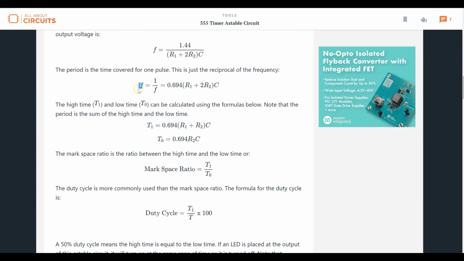If you want the timing period to be 1 second, then what should be the value of R1? What should be the value of R2? What should be the value of the capacitor right here? So you have to plug in some numbers and do the math such that t equals 1, correct?